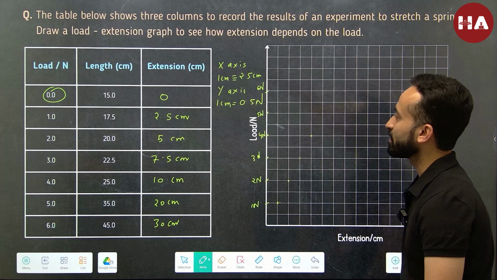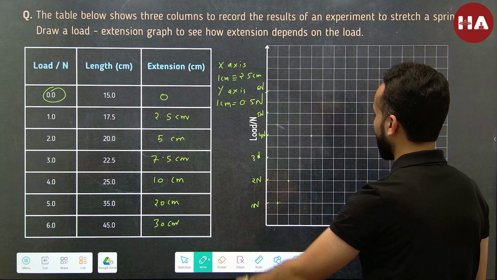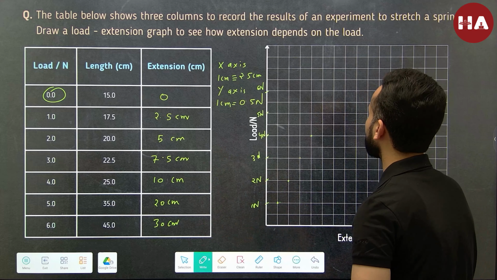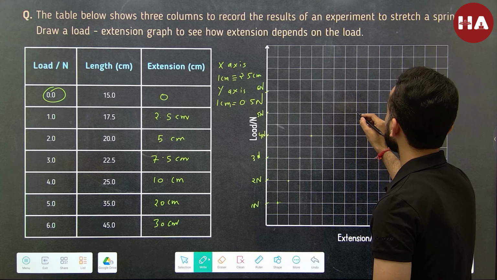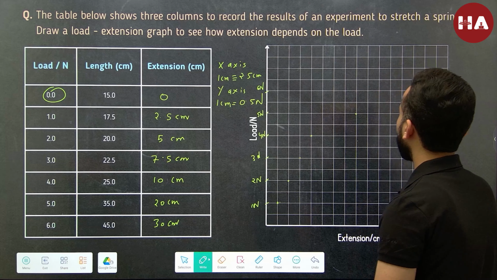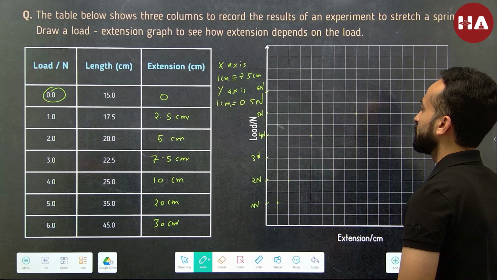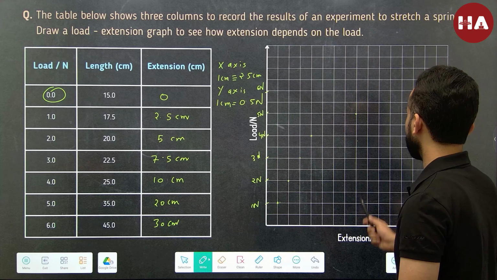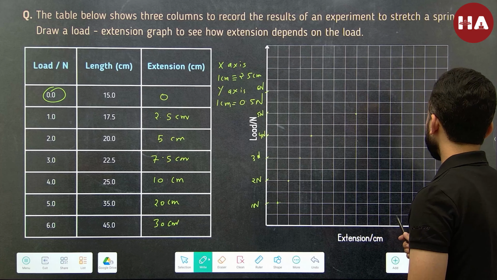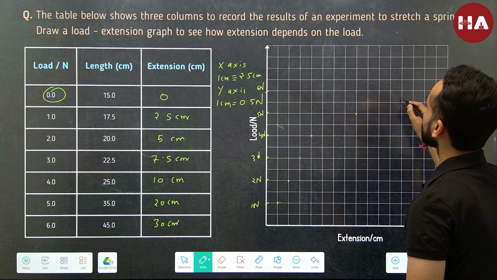No problems here. But now when you go to 5, it becomes 20. So 1, 2, 3, 4, 5, 6, 7, 8. So you go straight away here, isn't it? And then it is like 30. So that is like 12. So this is 8, 9, 10, 11, 12. All right. So somewhat here.